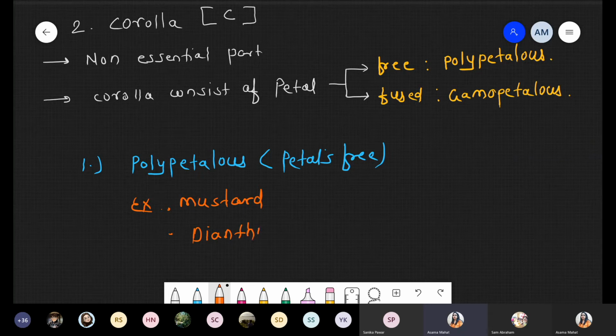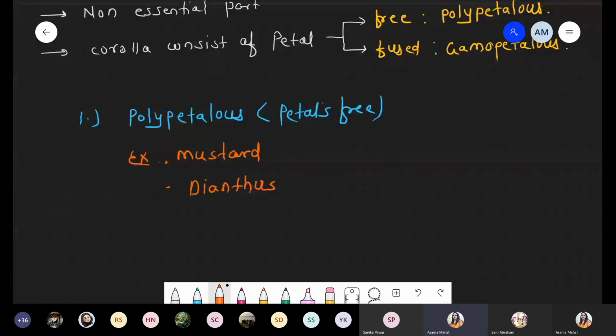Dianthus. In regular classes, we will discuss in detail, because mustard shows the cruciform corolla, and dianthus basically shows limb and claw-shaped petals. So we will see ahead during the NEET classes. But right now, such an example is sufficient. Polypetalous, that is petals are free. Example is mustard, and the other word is dianthus. So please underline dianthus because it's a biological name.